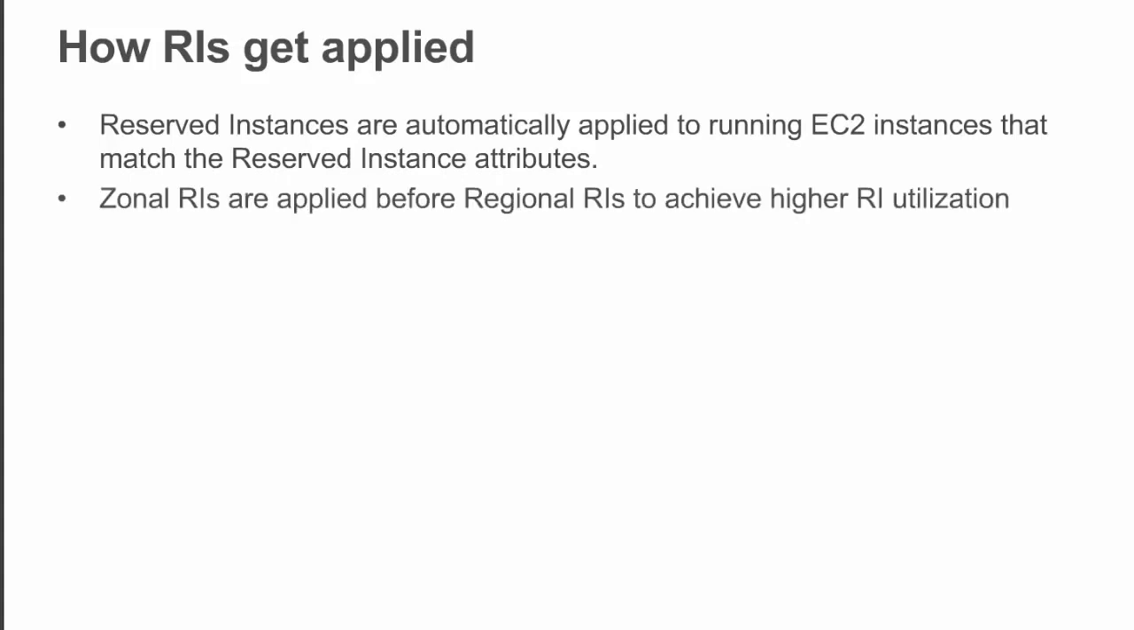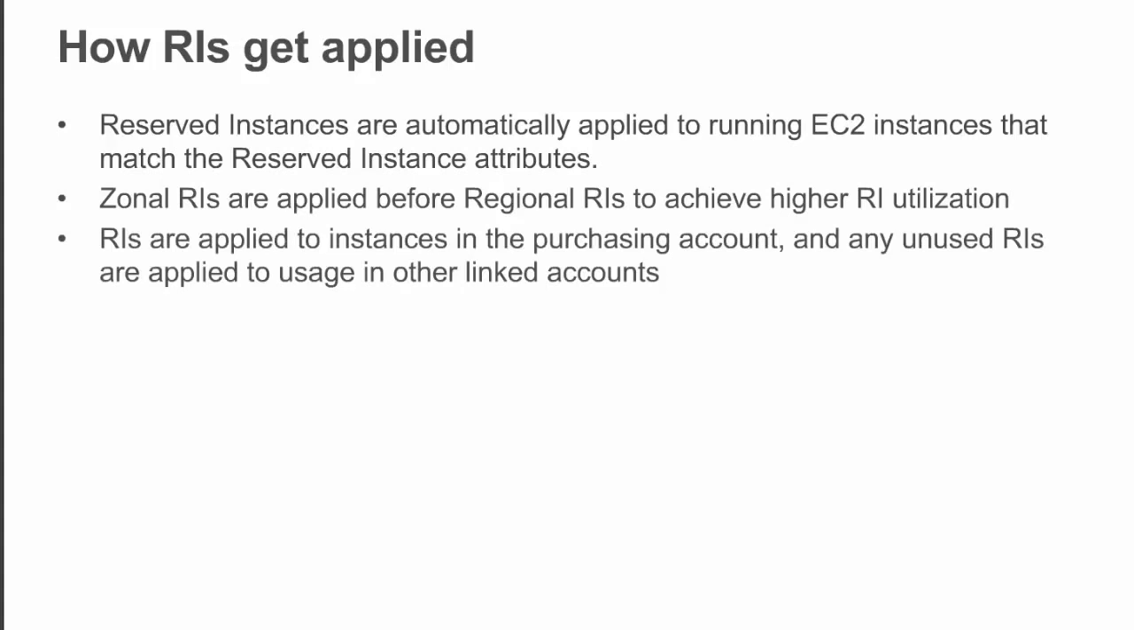Zonal RIs will apply to your instance usage before regional RIs. This is because regional RIs offer broader applicability since they provide AZ flexibility and instance size flexibility. So they can apply to instance usage irrespective of size and AZ. By applying zonal RIs to your usage before regional RIs, we are ensuring that you receive the lowest possible AWS bill.